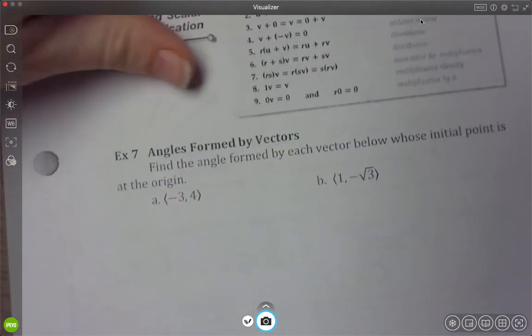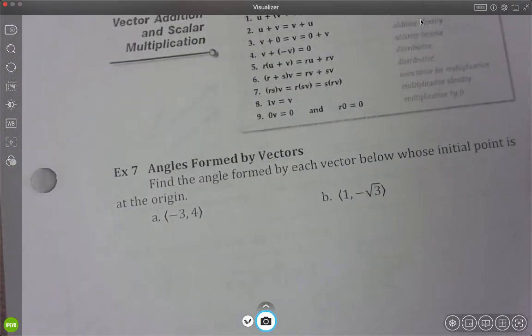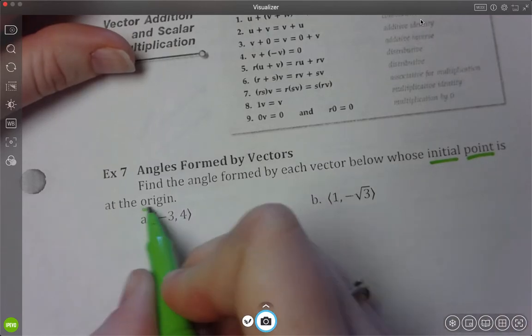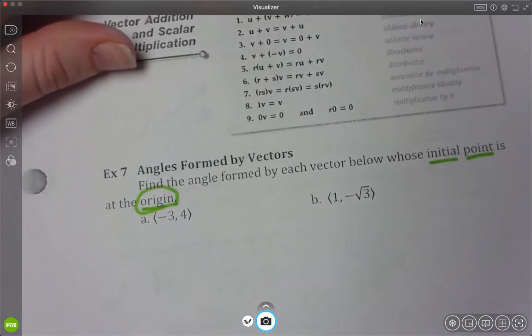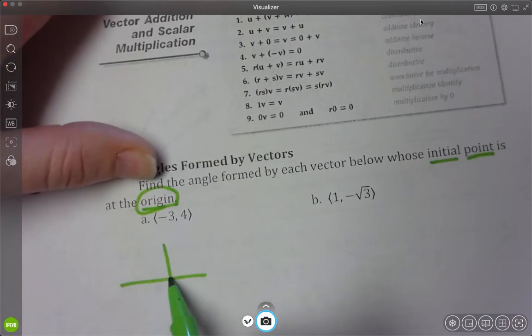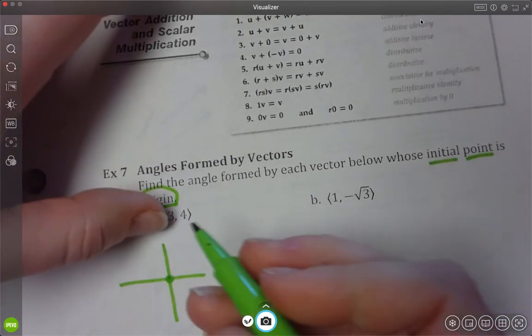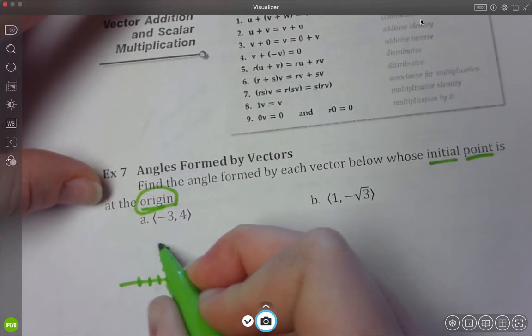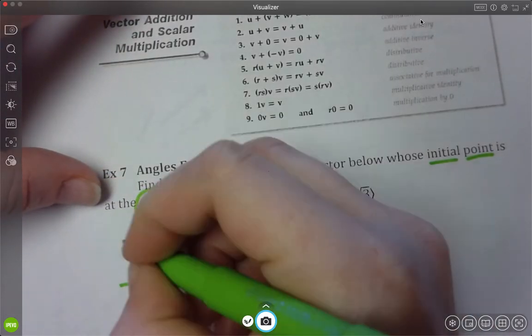This is where we're trying to find the angle that's formed. So this is going to involve sine, cosine, and tangent. And it says the initial point is at the origin. Okay, so that's important to remember. I'm going to start with negative 3, 4. So if we're starting at the origin, negative 3 means I'm going to the left 3, and 4 means I'm going up 4. So he's going to end up here, and my vector is going to look like this.